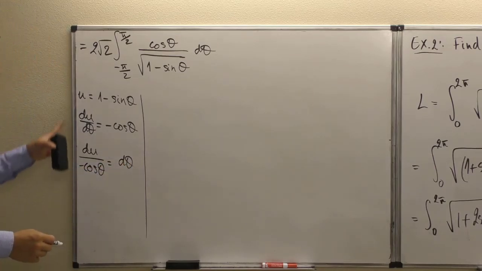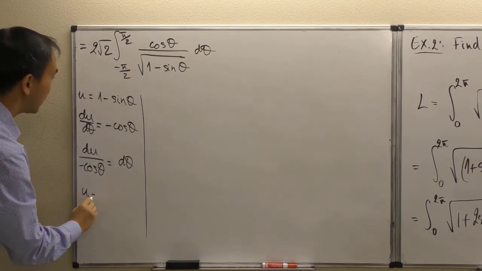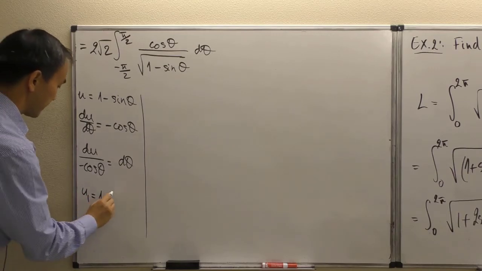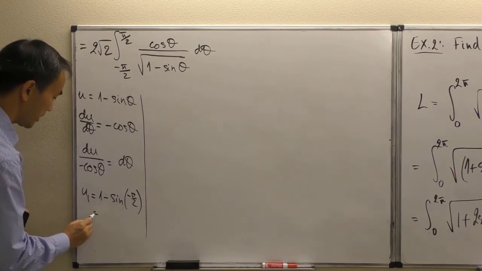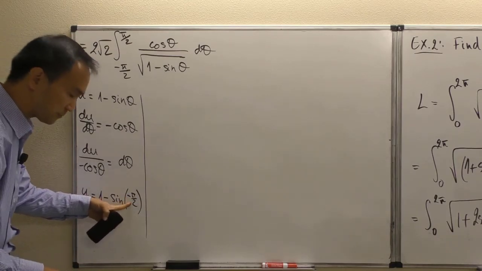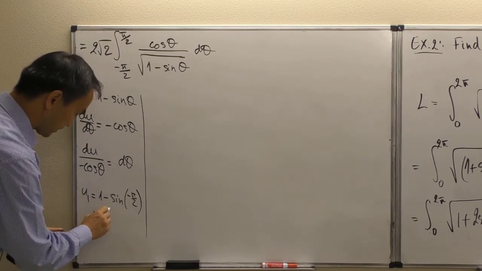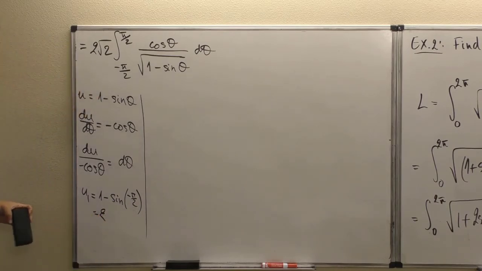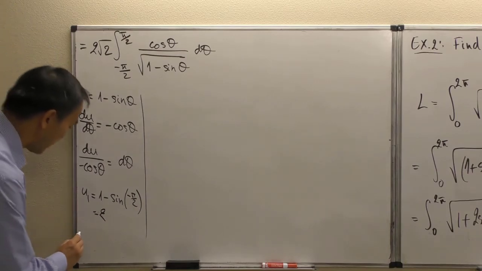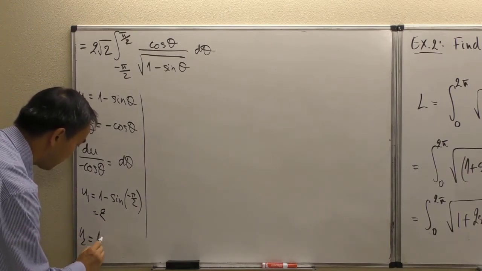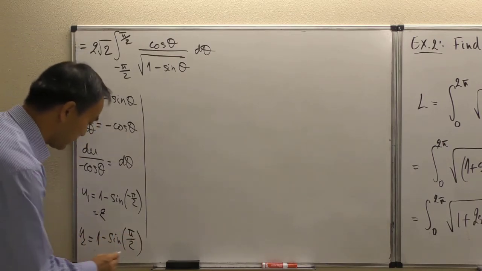Okay, and then when theta equals negative pi over 2, then we have u1 equals 1 minus the sine of negative pi over 2. Sine of negative pi over 2 is a negative 1, so it's 1 minus a negative 1, that gives me a positive 2. And then we have u2 equals 1 minus sine of positive pi over 2, which is 1 minus 1, which is a 0.